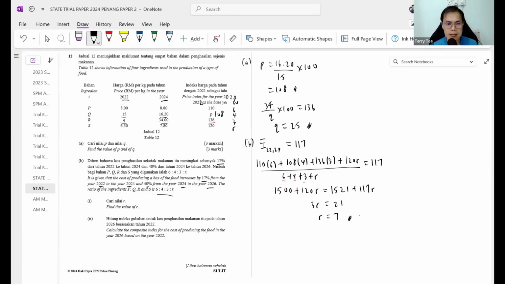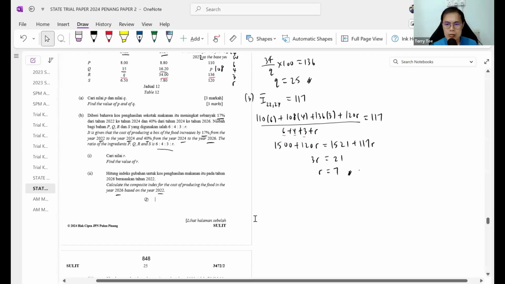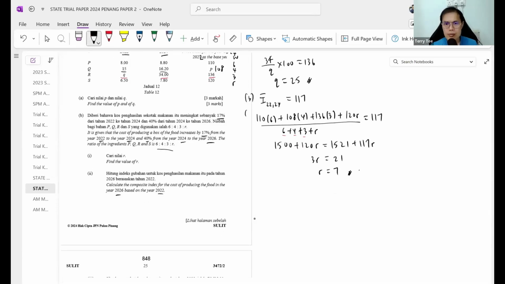Okay, now next they say calculate the composite index for the cost of producing the food in the year 2026 based on the year 2022. Okay, so this is where we can use what we call the chain rule. I like to use a simplified chain rule. That is, I use 3 years here, 2022, 2024, and 2026. 2022 to 24, the composite index is 117. 24 to 26, as stated earlier, increased by 40%. Yeah, 40% means 140. So we write here 140.